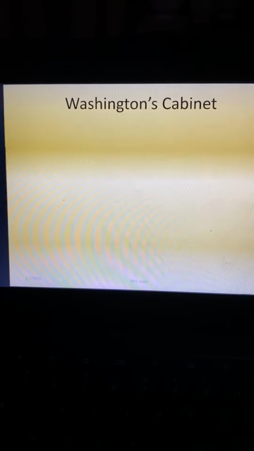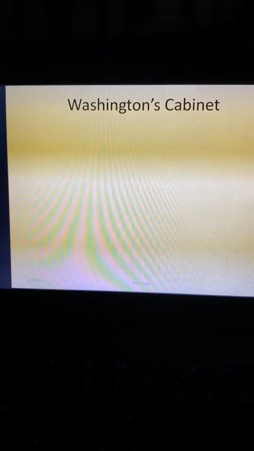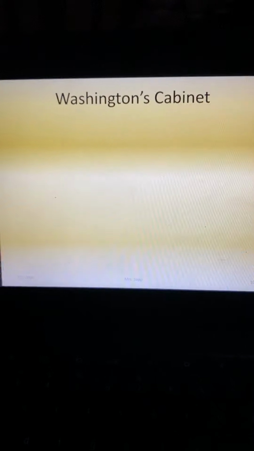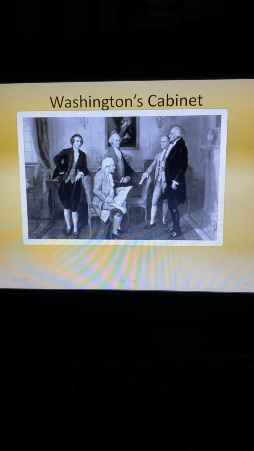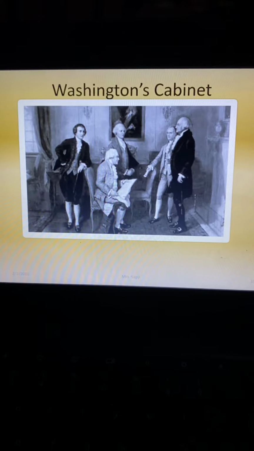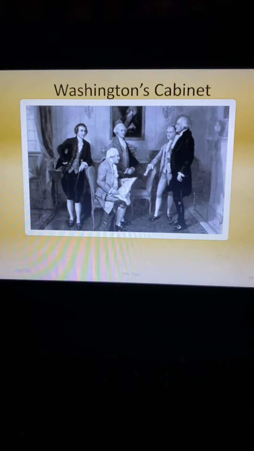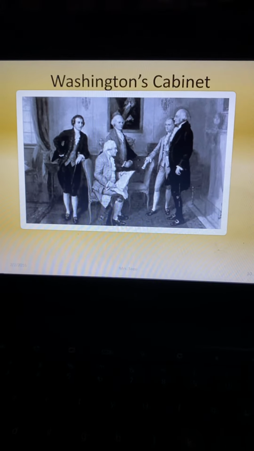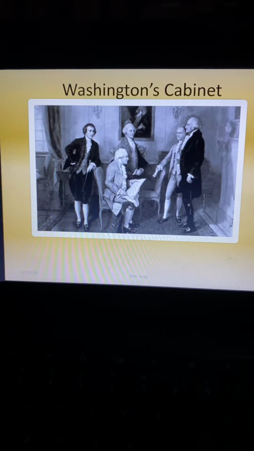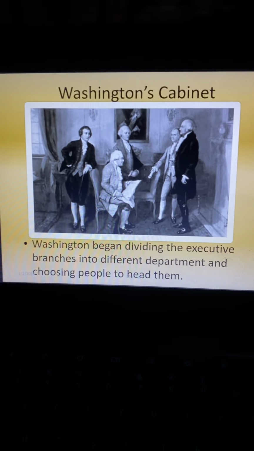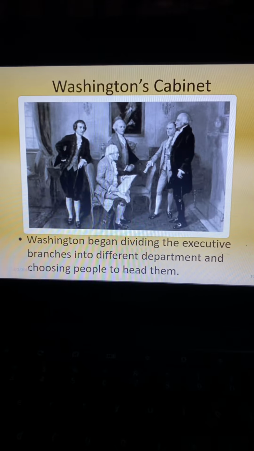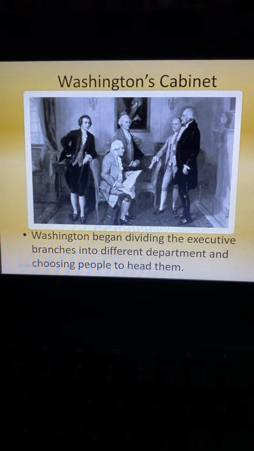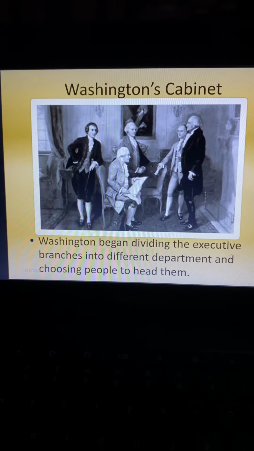Washington's cabinet. Now, the word cabinet is kind of like your group of guys that are going to help you run things. So he chose his cabinet. Okay, so on his cabinet, these men are going to be his advisors. They're going to work right there with him. So his advisors here are going to be, of course, his two guys that we already mentioned, Alexander Hamilton and Thomas Jefferson. So he began dividing the executive branch into different departments and then choosing people to be the head of them. So he was delegating jobs within the executive branch.